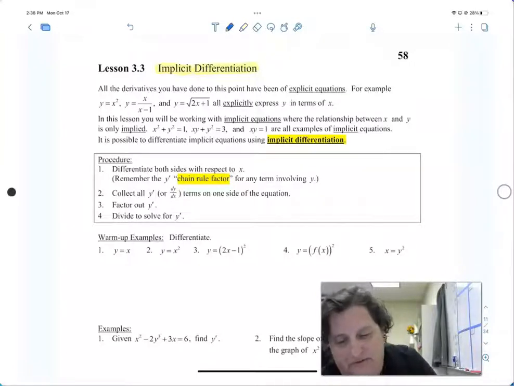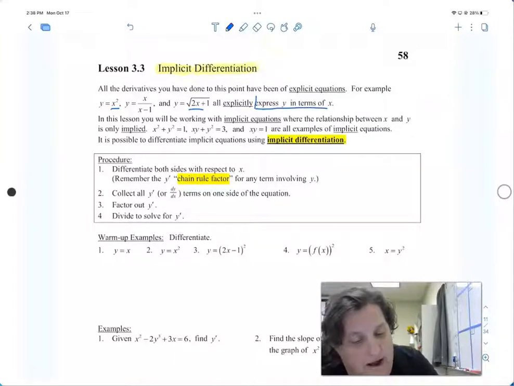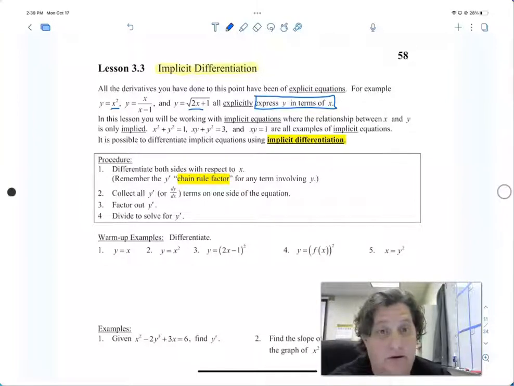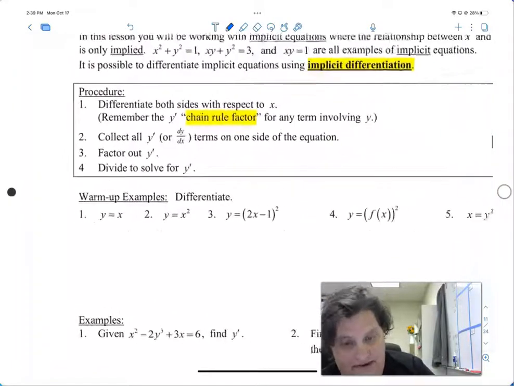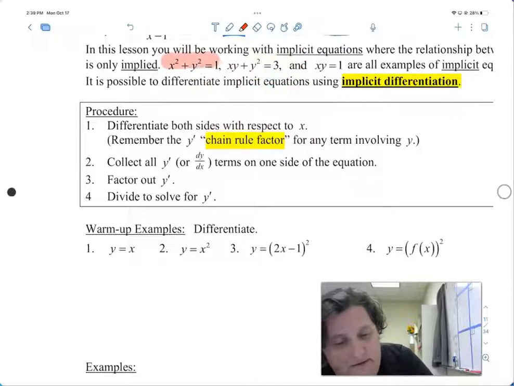Some of the derivatives, like y equals x squared, that's explicit. Y equals x over x minus 1, that's a quotient rule, that's explicit. That's your chain rule. They explicitly express y in terms of x. In this lesson, we're going to be working with implicit equations where the relationship is implied. Here's an example. Looks pretty crazy, right?